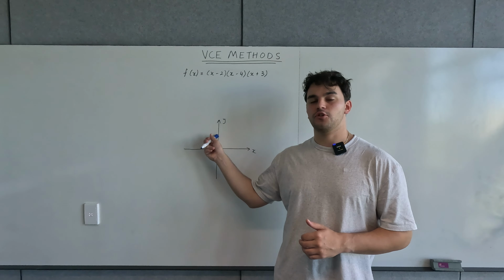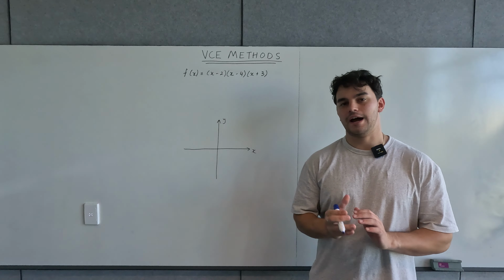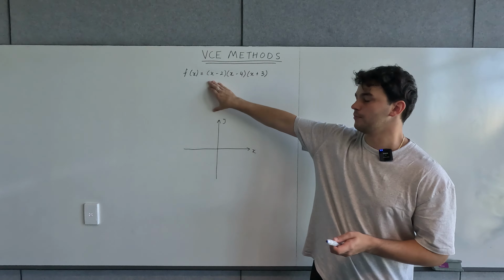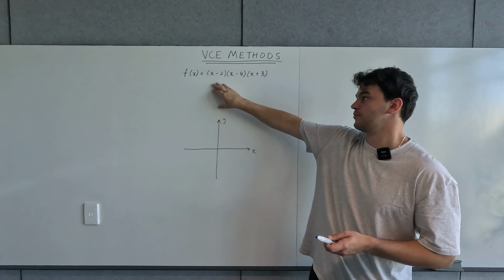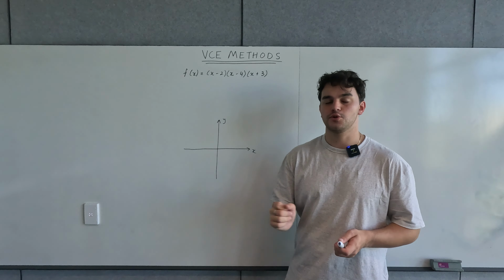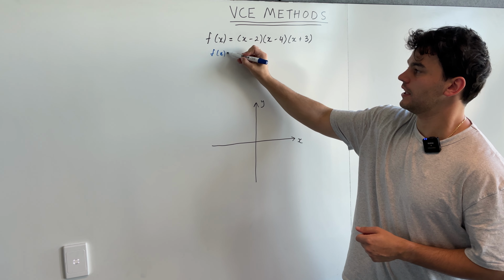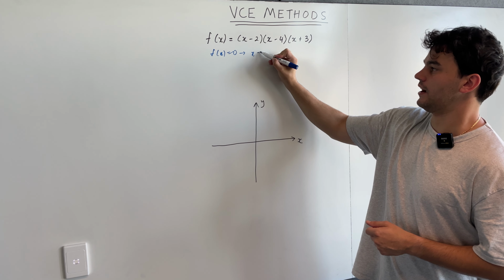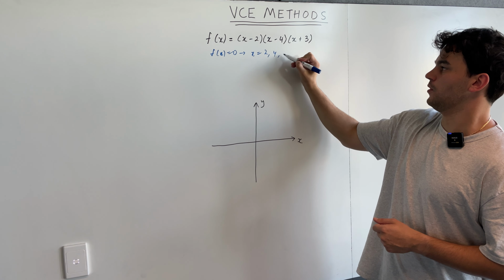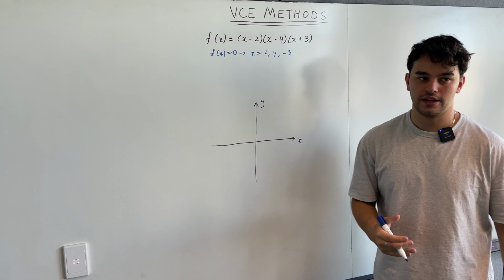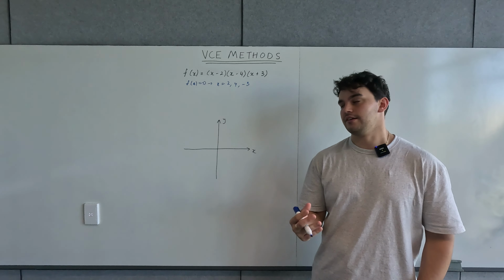Now that we've factorized this cubic function, we're going to learn how to sketch it. So we have it in factorized form here, which means that we can directly get our x-intercepts from this form by letting this equal 0 and using null factor law to get our x-intercepts. So if we let f of x equal 0, what we end up getting is x is equal to 2, x is equal to 4, or x is equal to negative 3. So these are going to be our 3 x-intercepts.